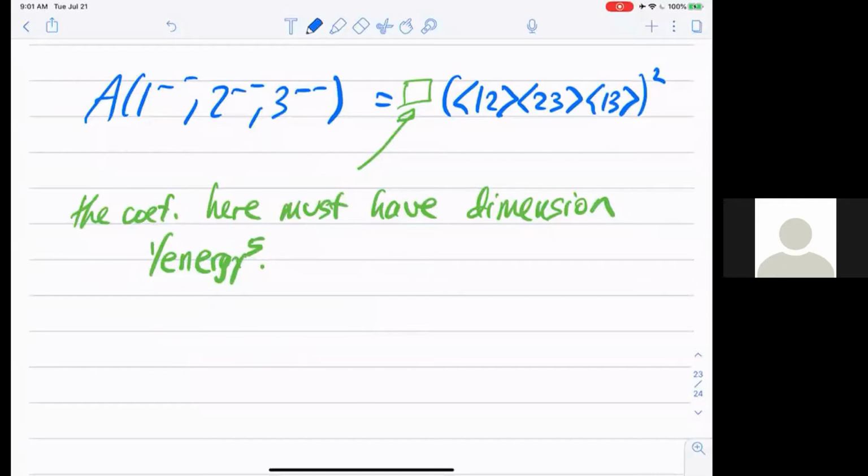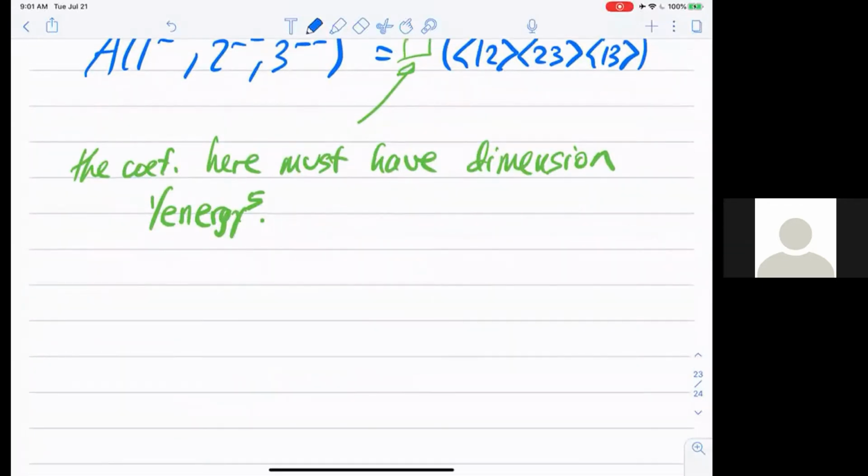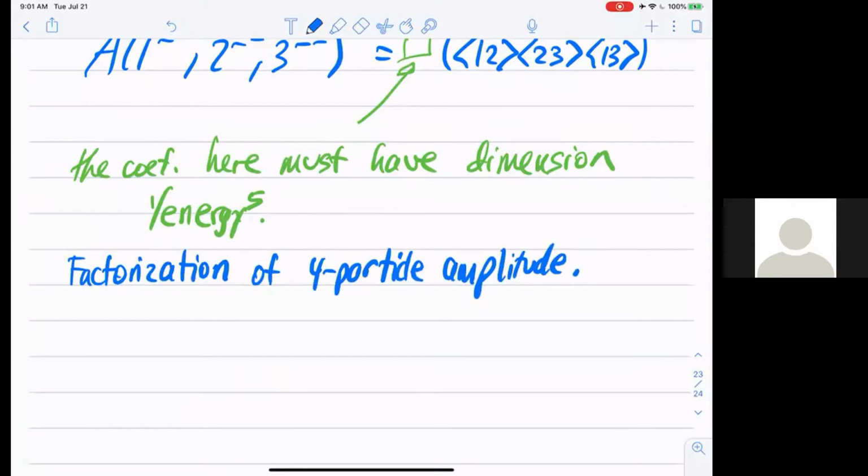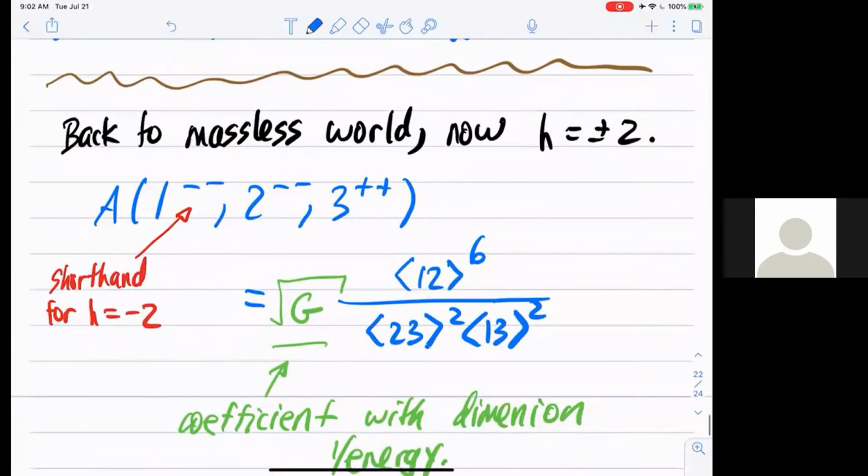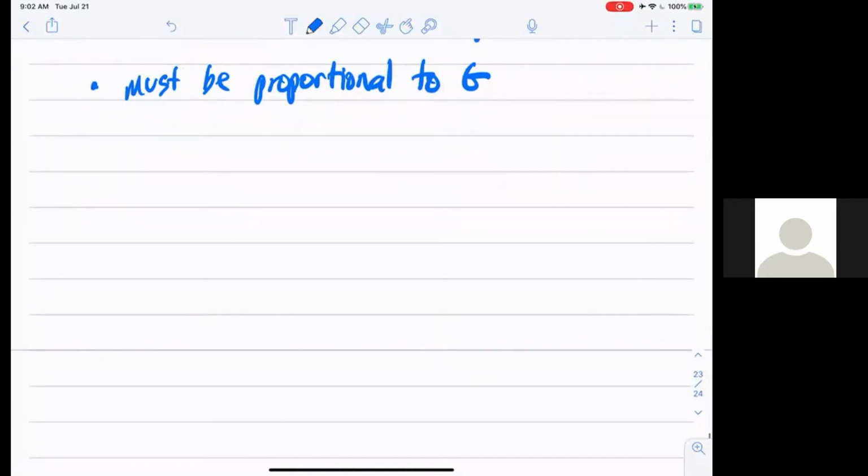Okay, I just want to take a brief moment to look at factorization of the four-particle amplitude. Well, in fact, this is analogous to what we did last time. Let's look at the constraints, okay? What do we know about it from what we've learned so far? It must be proportional to G. Right, because it's supposed to have poles, and the residue at any pole is supposed to be a product of a three-point amplitude on the left and a three-point amplitude on the right. And those both have a factor of square root g in them, as we've seen. So overall, the amplitude must be proportional to g.